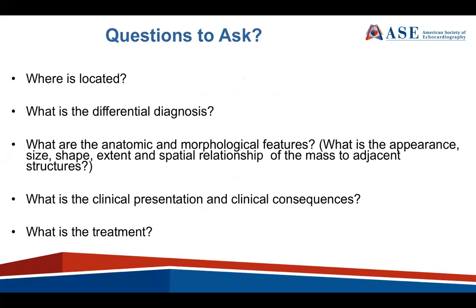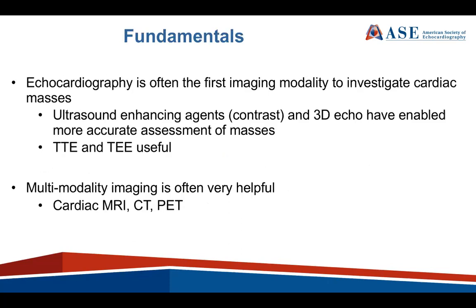There's a number of questions that we should ask if you visualize an echocardiogram with an intracardiac mass. I think from all purposes, we should first consider where is this mass located? What is the differential diagnosis? What are the anatomic and morphological features of the mass? So what is the appearance, size, shape, extent, and spatial relationship of the mass to adjacent structures? What is the clinical presentation and clinical consequences of the mass? And what are the potential treatment options? And so today's lecture will go through everything that you can think about with respect to intracardiac masses and tumors.